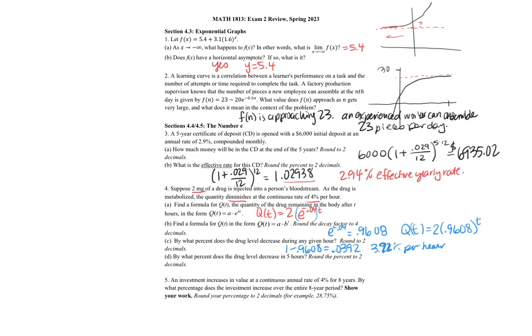Okay, by what percent does the drug level decrease in 5 hours? So I can look at 0.9608 raised to the 5th. And that gives me 0.81878. And so I can do 1 minus 0.81878, and that gives me 0.18122, so 18.122% in 5 hours.